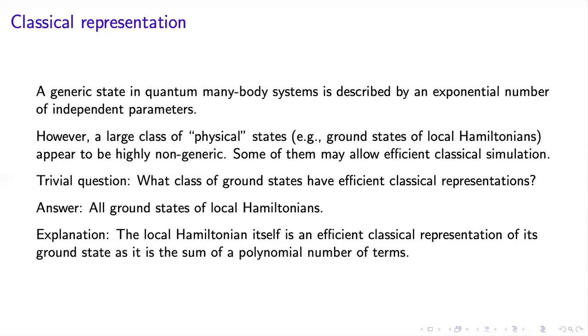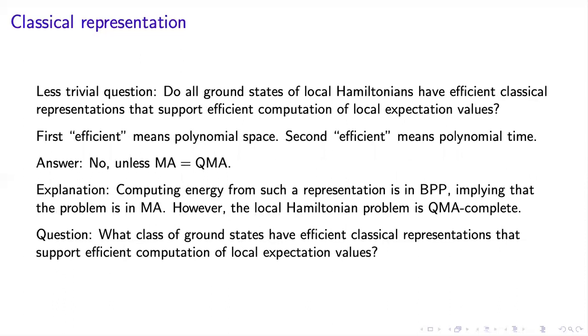And we are hoping that we could have a more useful representation in the sense that one can extract physical properties from the representation. So let me modify this question. Previously, we know that all ground states of local Hamiltonians have efficient classical representation. Now, do all ground states have efficient classical representation that supports efficient computation of local expectation values? Here, the first efficient means that the representation is in polynomial space, and the second efficient means that extracting physical properties from the representation is in polynomial time.